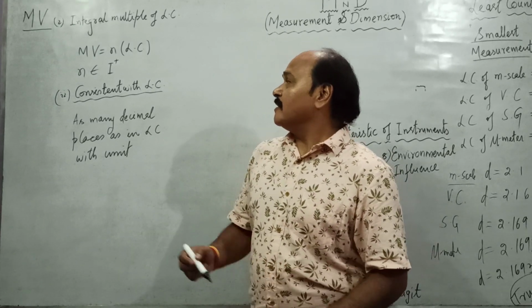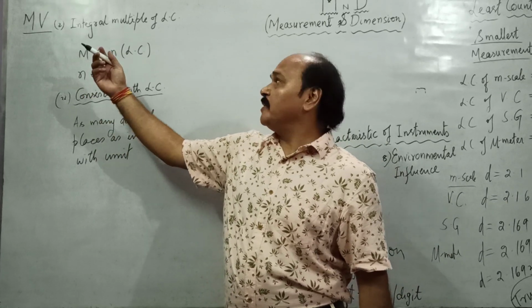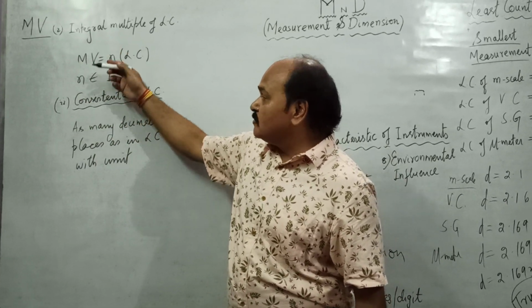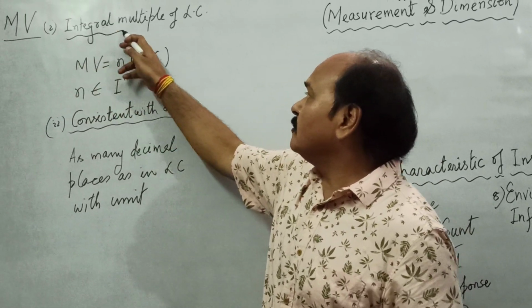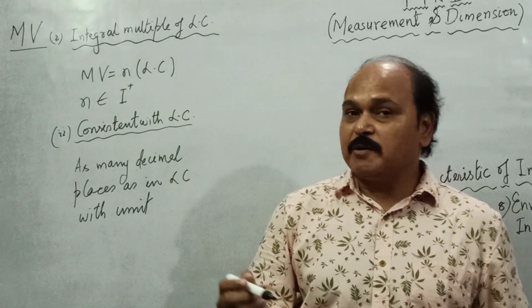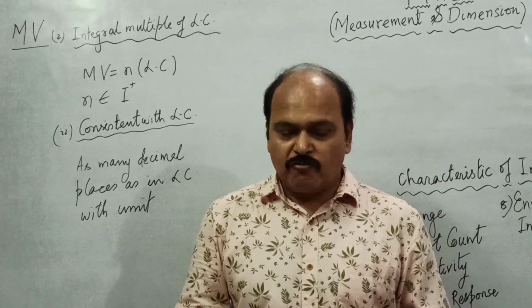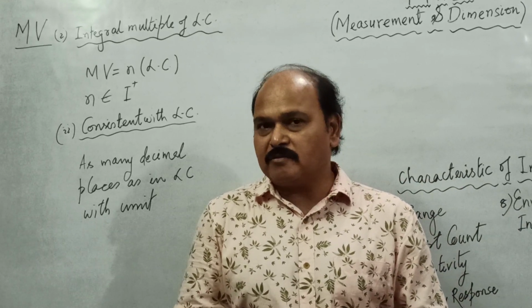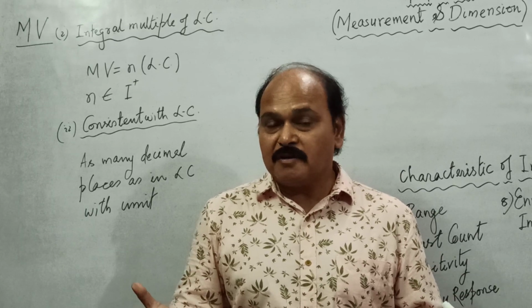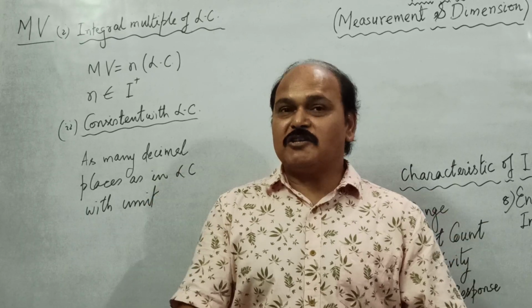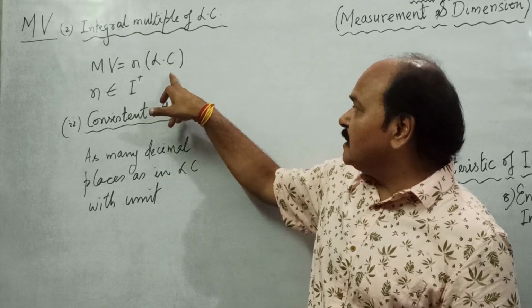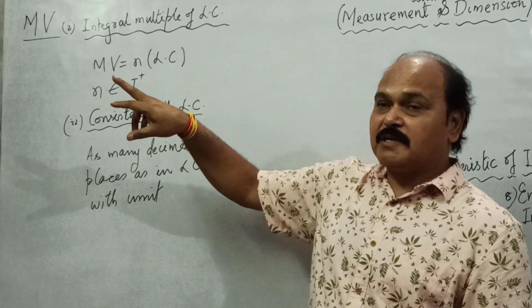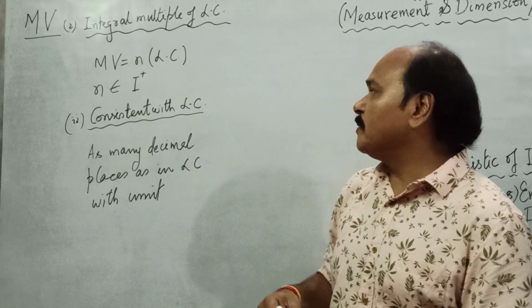Well, every measured value, when measured by an instrument, has these two properties. One property is that every measured value is always an integral multiple of the least count. Why is a measured value an integral multiple of the least count? It is simply because the least count itself is the smallest value. We can never measure any quantity smaller than the least count. So whatever we measure is always an integral multiple of the least count.